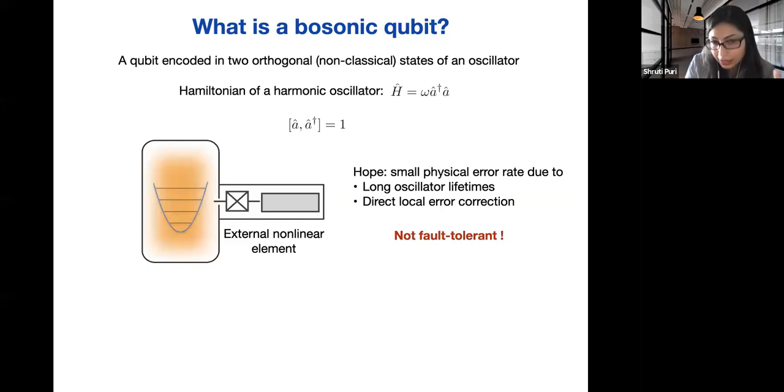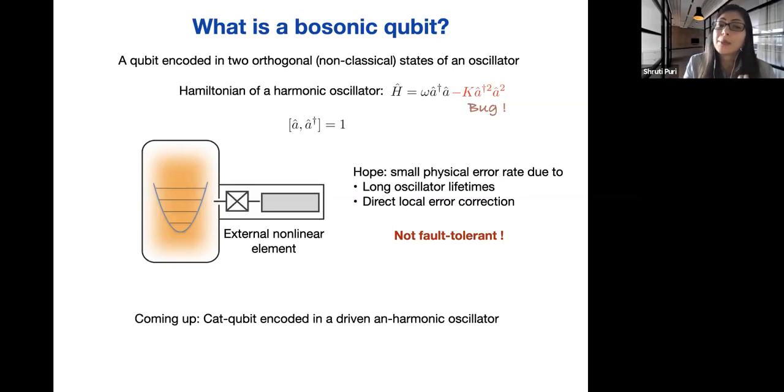One thing that can happen, for example, is that this nonlinear element can introduce nonlinearity into this mode, which can be bad. In the superconducting type of circuit, it can introduce what is called a Kerr nonlinearity, and that is a bug for most bosonic qubits. If you take binomial codes or GKP codes, the Kerr nonlinearity is bad. So the question that we asked ourselves a few years back was, can we use this Kerr nonlinearity as a feature and not as a bug?